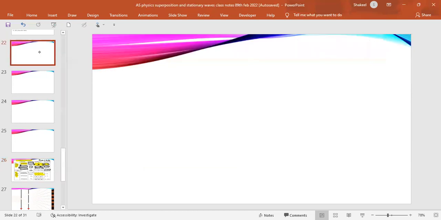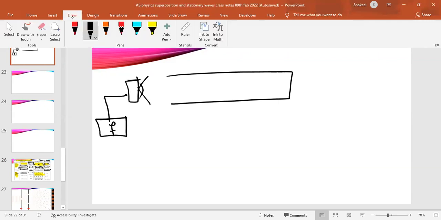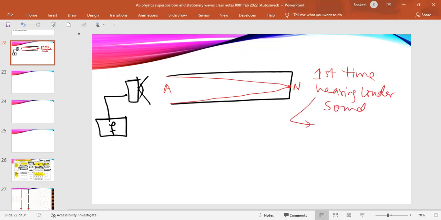So let me take you back to the tube. Let's say this is the tube and a loudspeaker is there and it is going to play a fixed frequency. And what will happen is that if this wave is formed, node and antinode, so this is the first time you hear the louder sound. First time hearing louder sound. So that is known as fundamental mode.